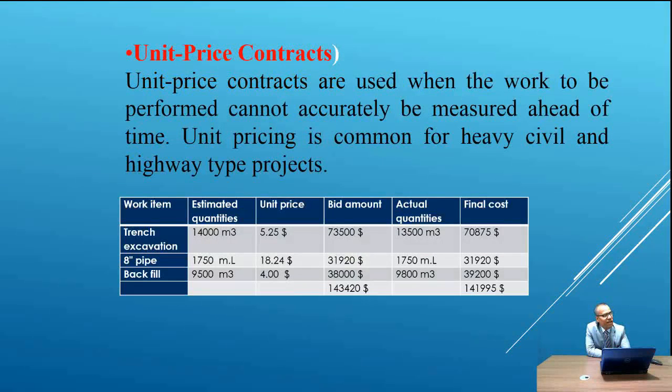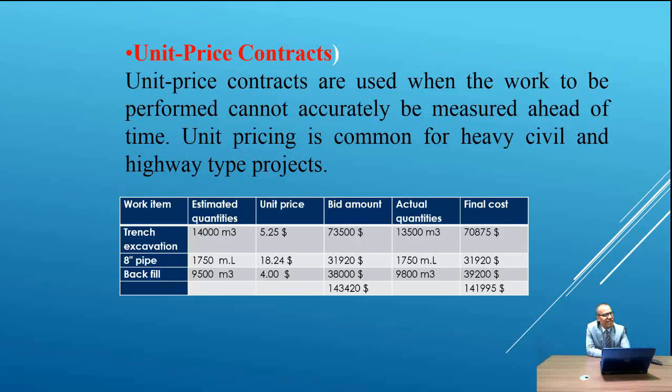الطريقة الرابعة من إحالة العقود Unit Price Contracts. Unit Price Contracts are used when the work to be performed cannot accurately be measured ahead of time. Unit pricing is common for heavy civil and highway type projects. هذه يعني طريقة مستخدمة في الإحالات وأحد أنواع العقود وتمثل النوع الرابع.